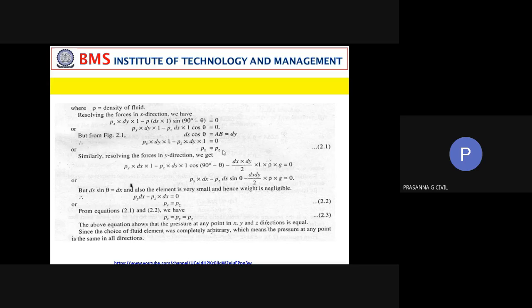Now we have one more pressure there, which is the py. So similarly resolving in the y direction. py is vertically upward, but we have a downward component in the z. Similarly you resolve this, you will get the equation with ds sine theta, which will become dx, and so your equation becomes py dx minus pz dx is equal to 0. Py is pz. So when I am saying that px is pz and py is pz, the meaning is px, py and pz are equal.